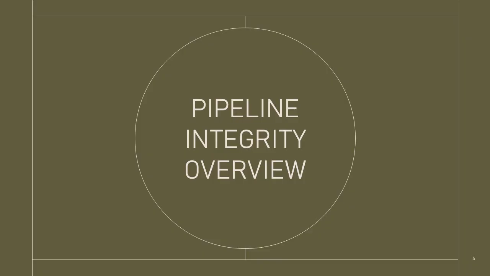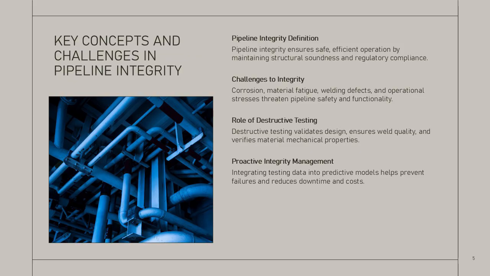Key concepts and challenges in pipeline integrity. Pipeline integrity refers to the ability of a pipeline system to operate safely and efficiently throughout its lifecycle. It encompasses structural soundness, resistance to environmental factors, and compliance with regulatory standards. Maintaining integrity is challenging due to factors such as corrosion, material fatigue, welding defects, and operational stresses.